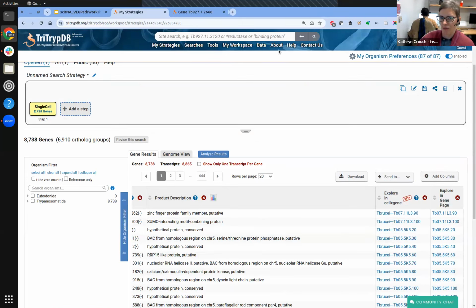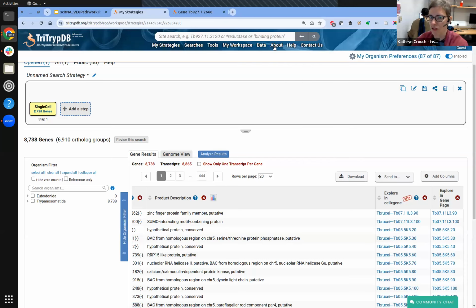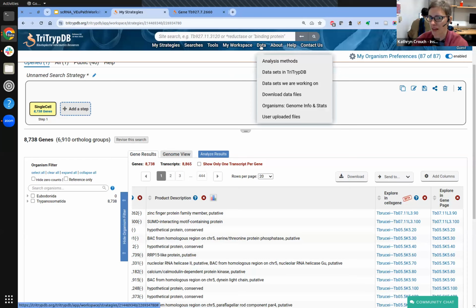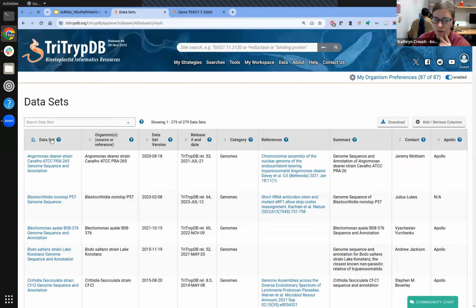The other place that can be useful to get it is to go to our datasets page. I don't think we've looked at this yet. There's one of these pages on all of our websites. If you go to the data part of the menu and then to datasets in TriTripDB in this case, we now get a list of all of the datasets that are loaded into this particular database. And as always, there's a lot of stuff here and I can search it to make things easier.